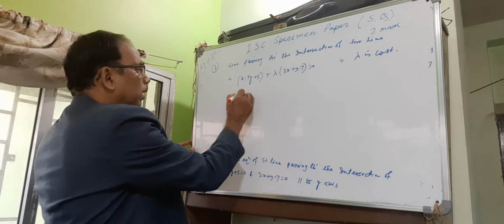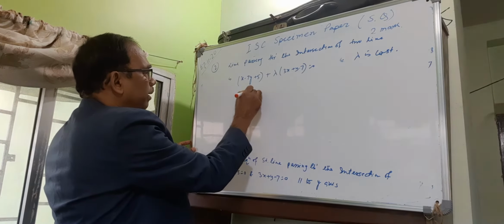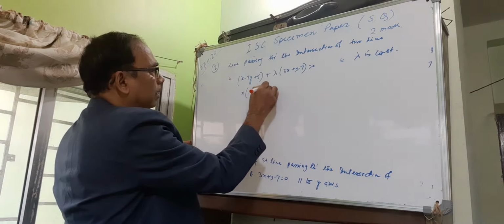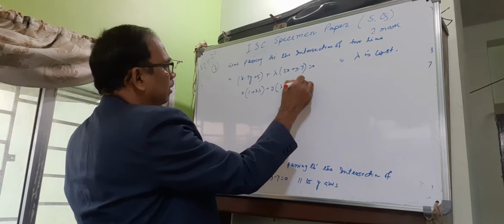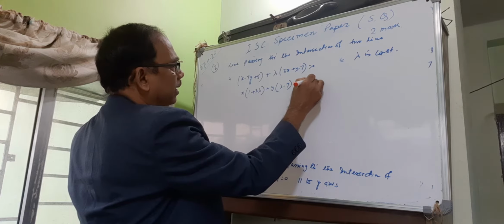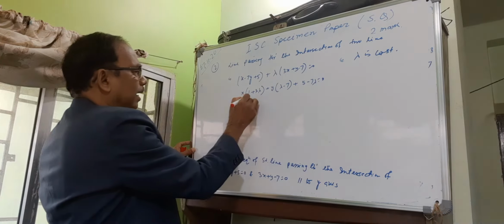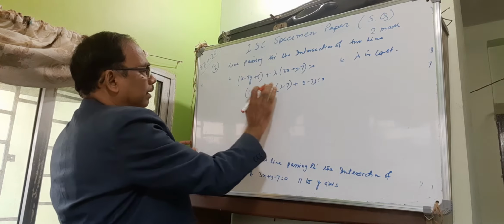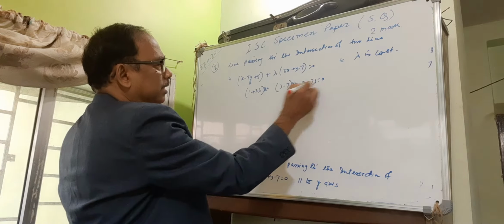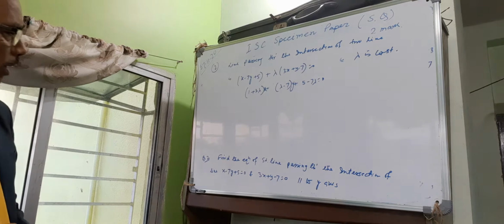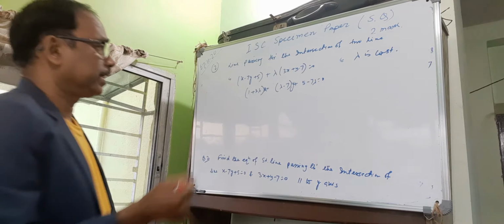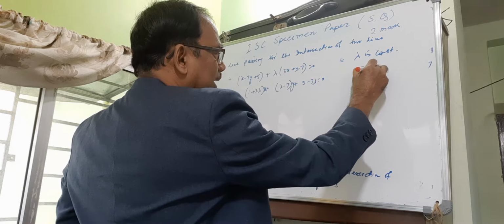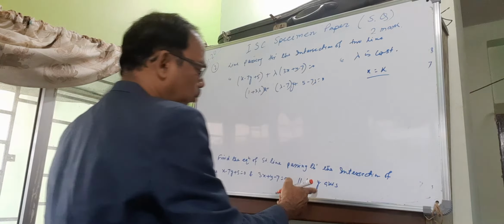Now let us do x into 1 plus 3 lambda plus y into lambda minus 7, plus 5 minus 7 lambda equals 0. That is this into x, this into y. This is the equation. Now we know the equation of a straight line which is parallel to the y axis. Any line parallel to y axis is x equals k. Its y coordinate should be 0.